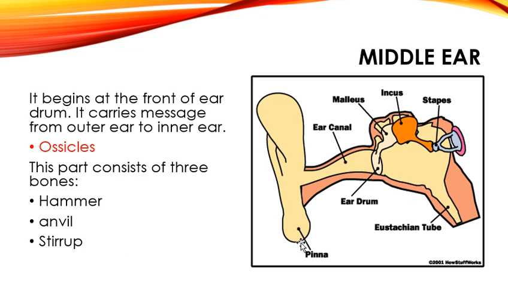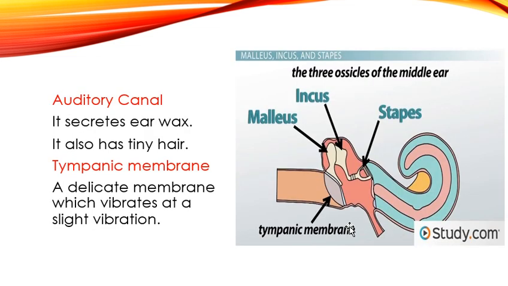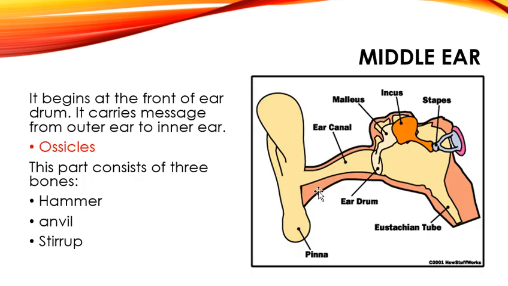So the pinna collects the sound waves. These are carried through the auditory canal to the eardrum and then to the middle ear. These three bones are specialized: hammer, anvil, and stirrup. The names are according to their shape. They are also known as malleus, incus, and stapes.